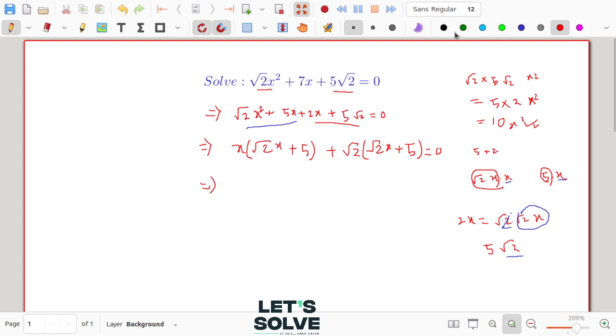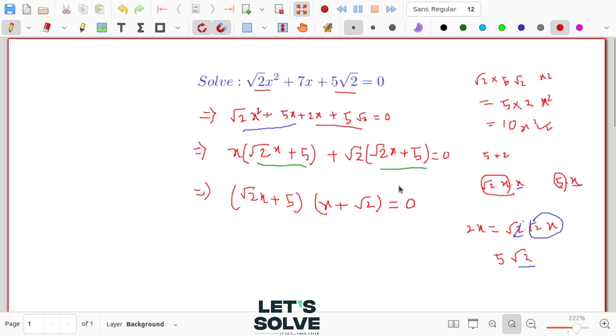Now see here, root 2x plus 5 here also, root 2x plus 5 here also. So we can take this whole term common. So take root 2x plus 5 common, and what is left? x is left here. And if we take this part common, what is left here? Root 2. So we can write root 2x plus 5 times x plus root 2, equals 0.